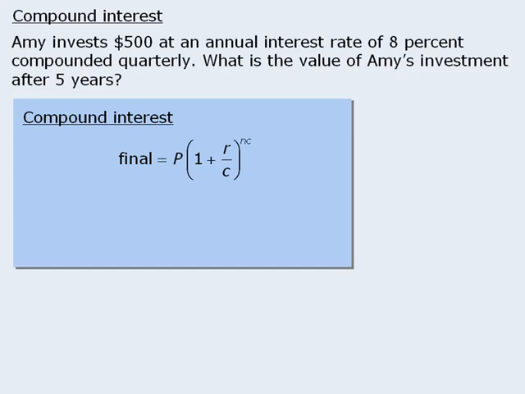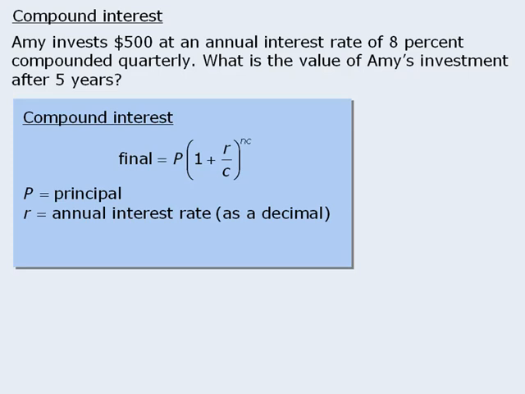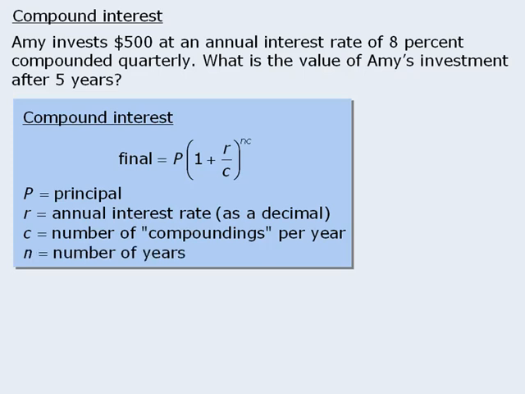Okay, now let's examine the different variables involved in this formula. First, P is the principal, that is the initial investment. R is the annual interest rate expressed as a decimal. C is the number of times the interest is compounded each year, and N is equal to the number of years the investment collects interest. So for this question, the principal P is $500, the annual interest rate is 0.08, the number of compoundings, C, each year is 4, since the question tells us the interest is compounded quarterly, and finally N, the number of years, is equal to 5.